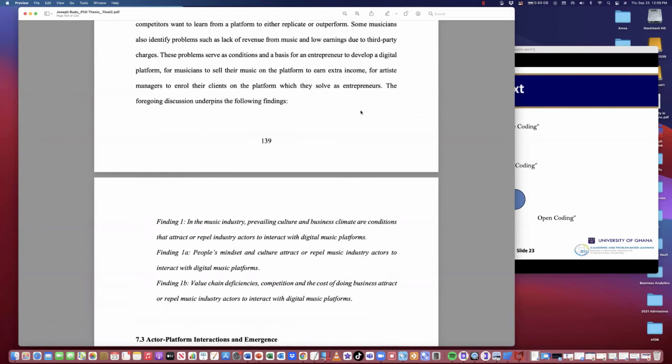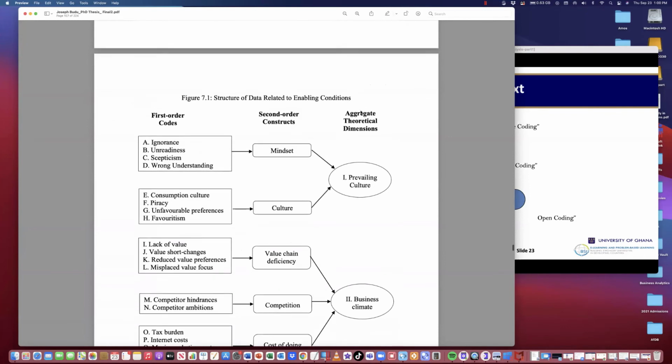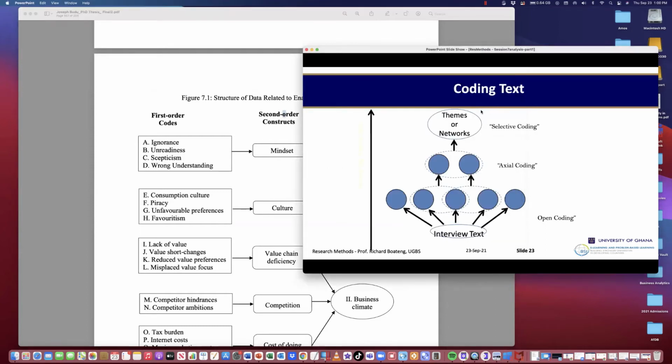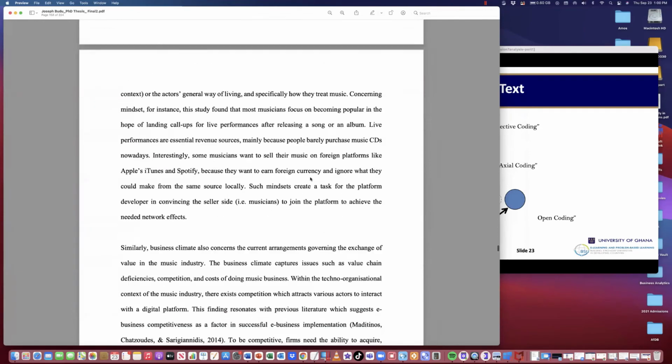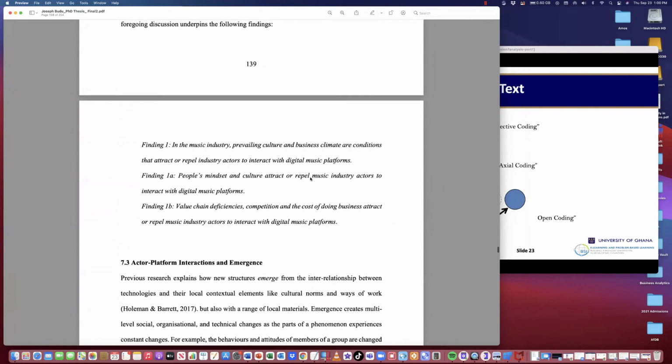So in the Miles and Huberman approach, which is also a critical realism approach, also used by realists, one of the things you have to understand is that before you come out with a finding, you should have used your data to point you to it. You start with your first order codes, go to your second order constructs, go to your theoretical conclusions, and then you come up with your selective coding, or the themes or networks you found at the end of the day. Then discuss them, and after the discussion, suggest your findings.